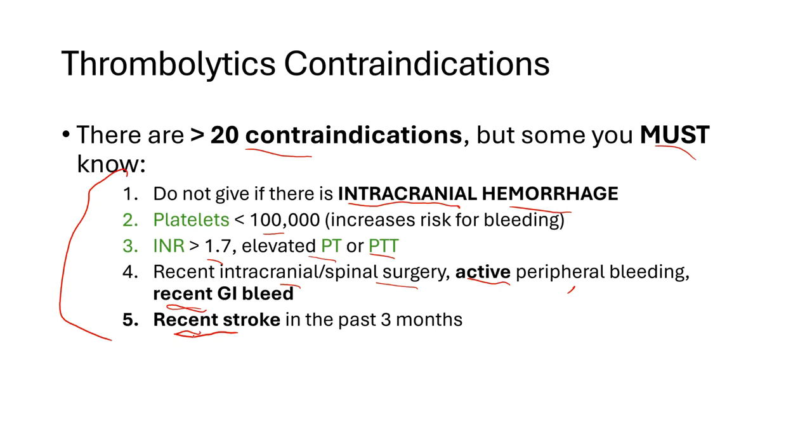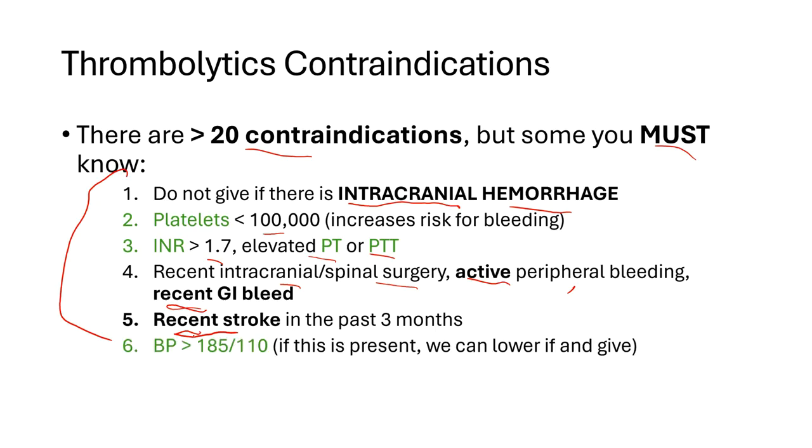They're going to give you more than one risk factor. The only time that they may not do this is actually for blood pressure goals. We don't give thrombolytics if the blood pressure is greater than 185 over 110.